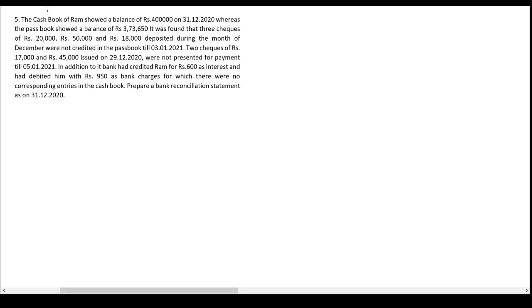Let us continue learning how to prepare a bank reconciliation statement. Let us do one more problem on bank reconciliation statement. The question is already before you.